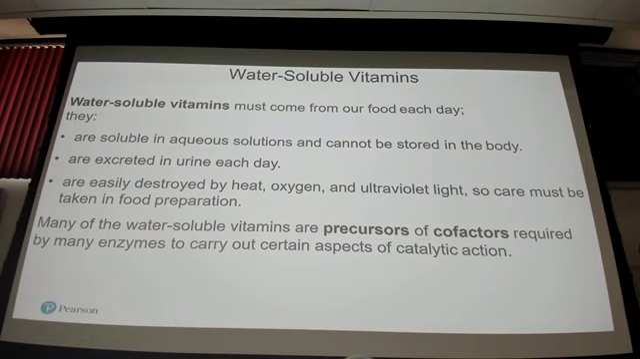So, as I mentioned, water-soluble vitamins, they are excreted daily in the urine.